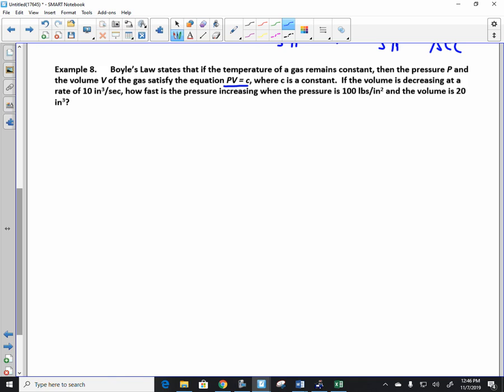So if the volume of something is decreasing at a rate of 10 cubic inches per second, how fast is the pressure increasing when the pressure is 100 pounds per square inch and the volume is 20 cubic inches? Oh boy, looks challenging, right? Say what you just said. How do you draw it? And you don't.